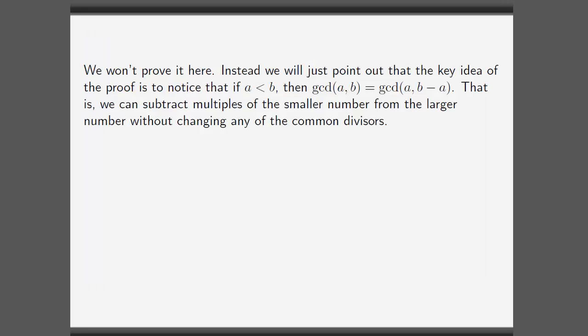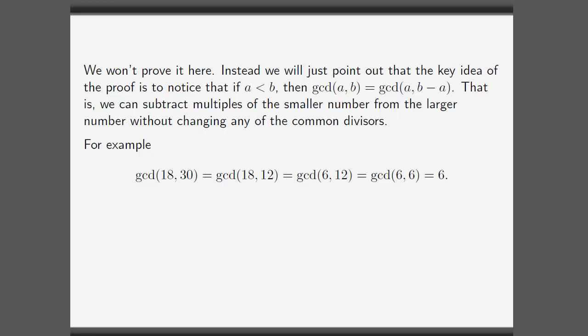We're not going to prove it now, but I'll just point out the key idea is that if a is less than b, then we can say the greatest common divisor of a and b is the same as the greatest common divisor of a and b minus a. So we can replace the larger number with some number obtained by subtracting multiples of the smaller number. And it's not going to change any of the divisors.